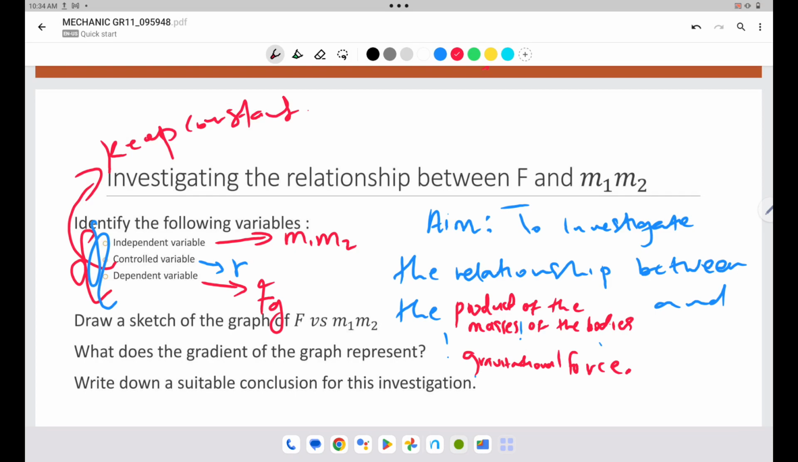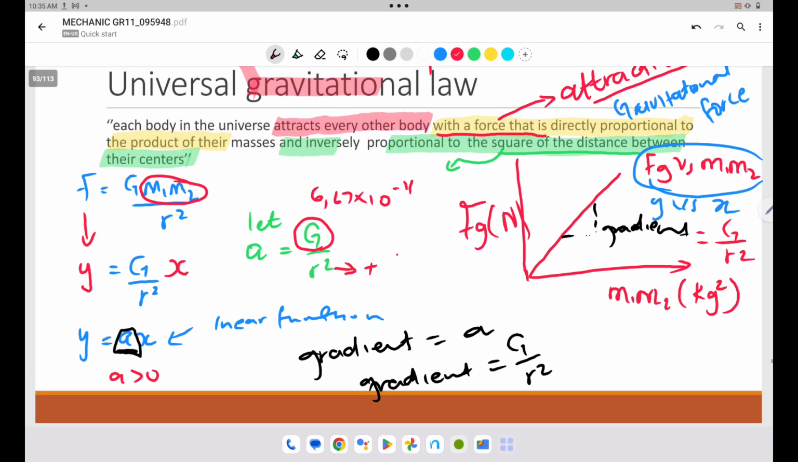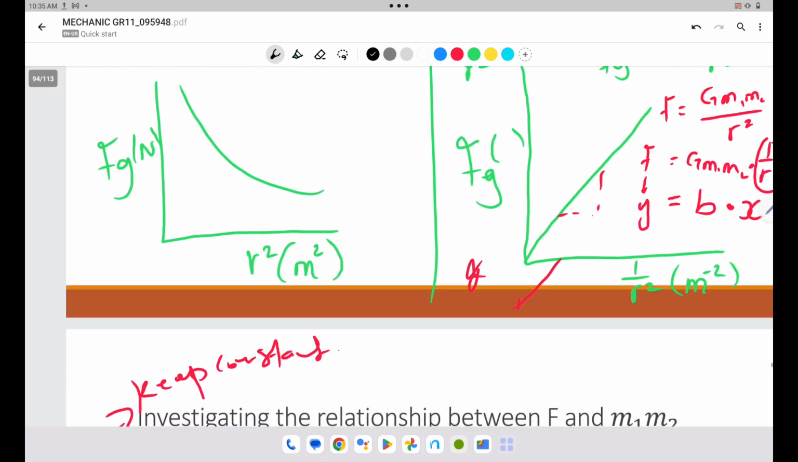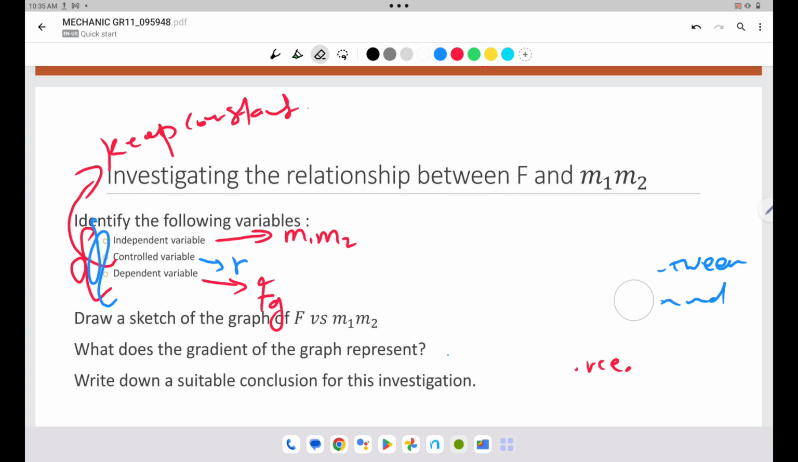The next thing will be the hypothesis. The hypothesis is a guess, it's a prediction, a scientific prediction. So before you carry out the investigation, you predict the relationship between F and the product of the masses. Because we have seen this equation up here, the prediction might be F is directly proportional to the product of the masses. By the way, the prediction does not necessarily need to be true.